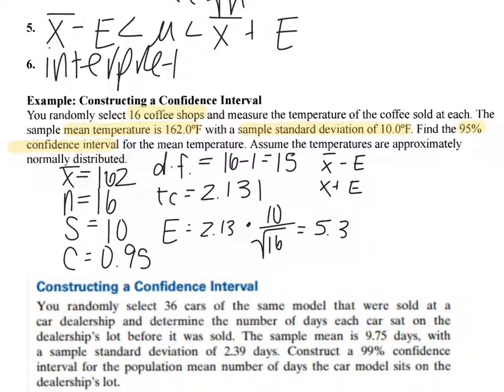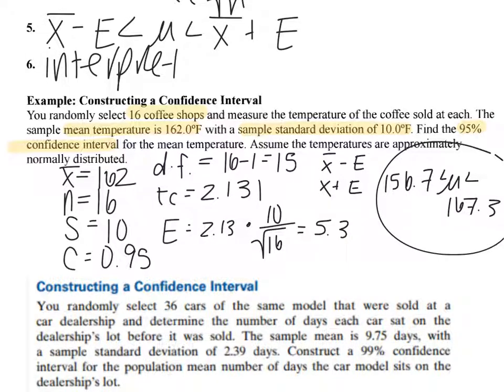We end up getting that our mean is somewhere between 156.7 and 167.3. So then when we interpret this, we say with 95% confidence, you can say that the population mean of the temperature of coffee sold is between 156.7 and 167.3 degrees Fahrenheit. And this right here would be our answer. Okay, but then when you write it out, you would have to actually write out the interpretation like I had just said.